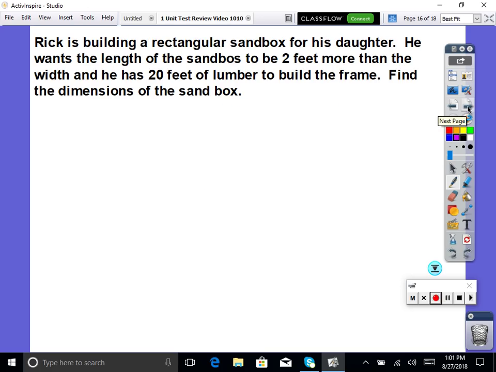Okay, let's read this one. Rick is building a rectangular sandbox for his daughter. So kind of draw yourself a picture. Here's a rectangle sandbox. He wants the length to be 2 feet more than the width. Now understand, we have no idea what the width is. We call that x. It wants the length, though, to be 2 feet more than that. So we would take that and add 2. It says, you have 20 feet of lumber to build the frame. Find the dimensions of the sandbox.